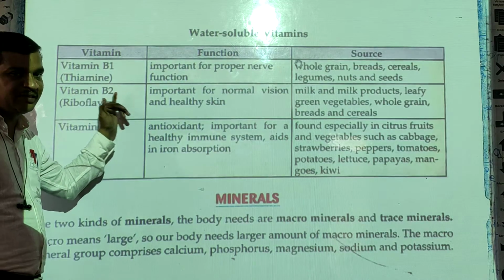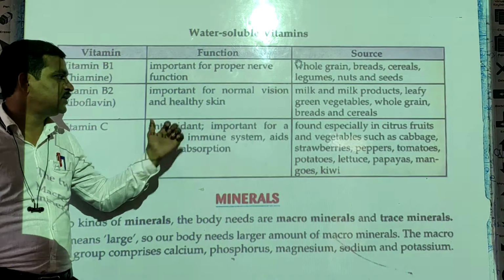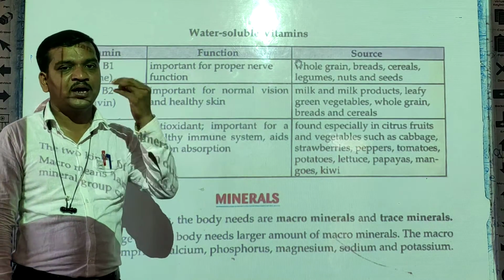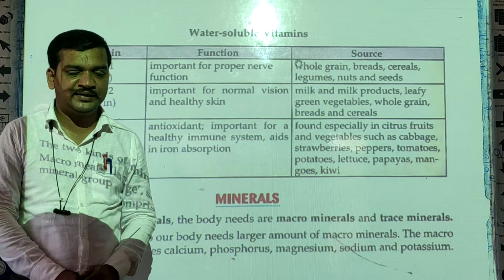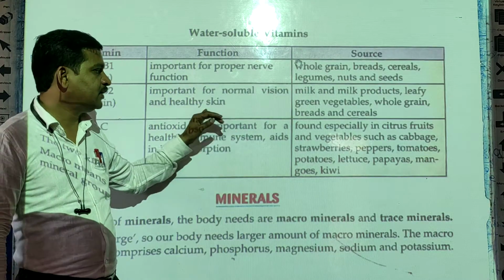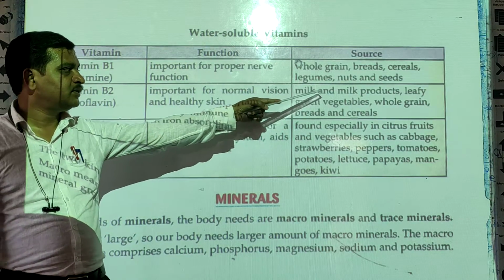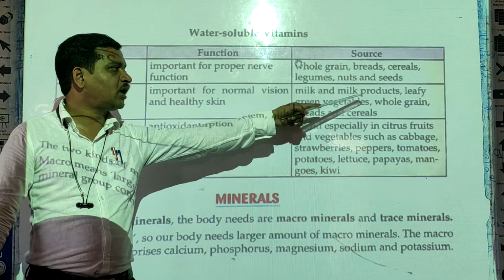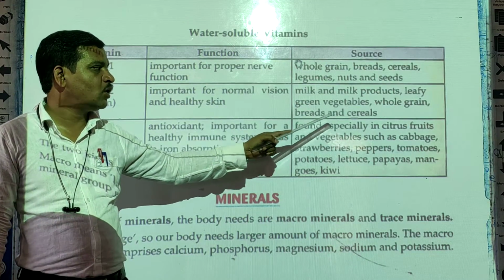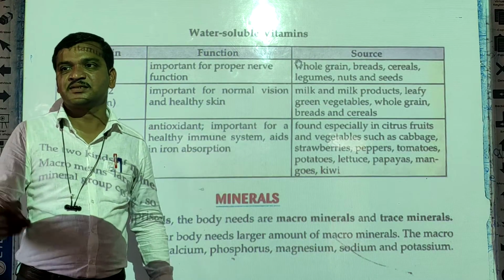Vitamin B2 is called riboflavin. This is important for normal vision and healthy skin. It keeps your eyes healthy, as well as your sight, and the skin also. And you will get this vitamin through these food items: milk products, leafy green vegetables, whole grains, breads and cereals.